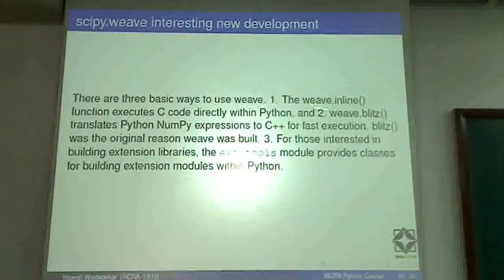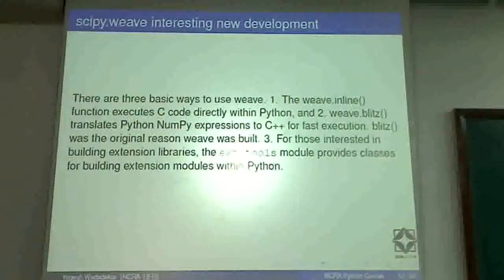Okay. So I'm just going to mention a bit about this weave.inline function, which basically allows you to write C code directly within Python. And I'll show you one example. Then there is something called weave.blitz. What it does is that you give it a NumPy expression that you think is running very slowly. Give it the full expression.